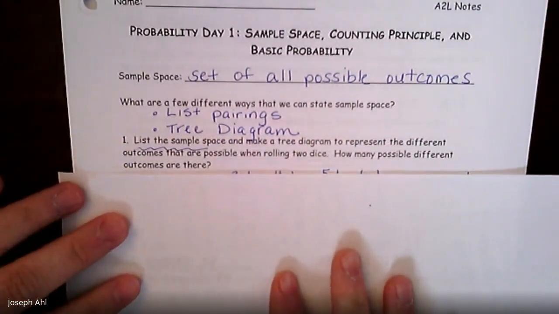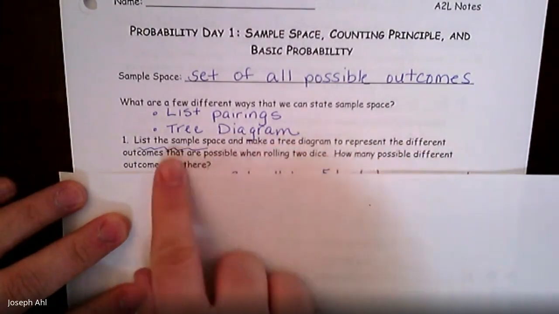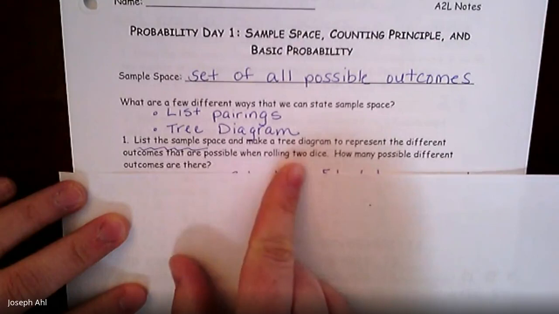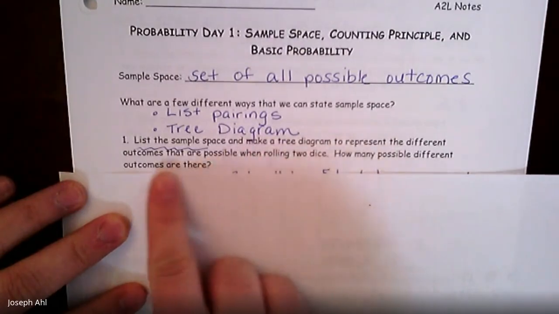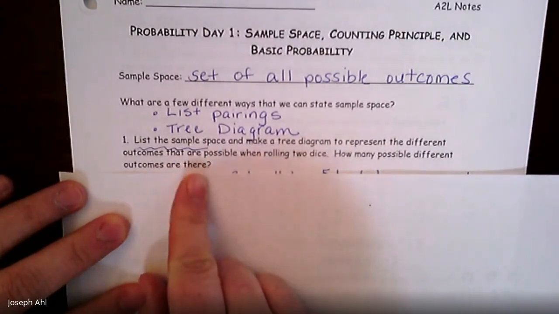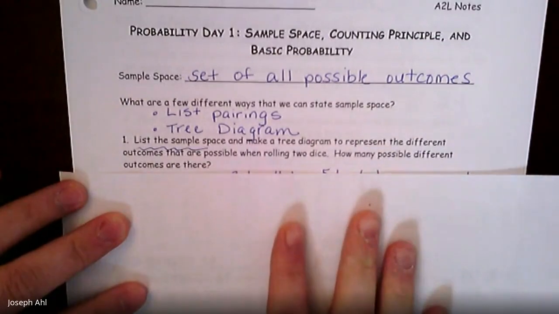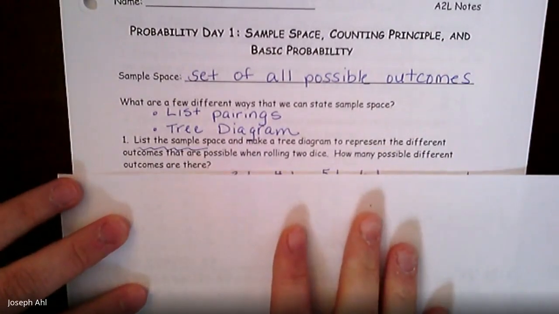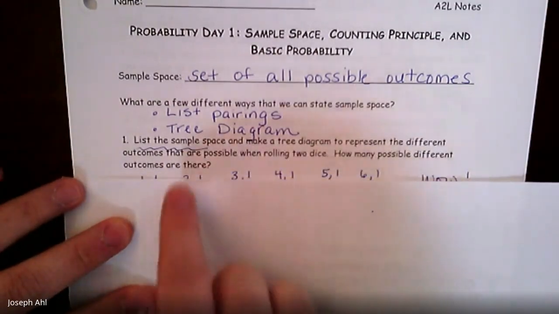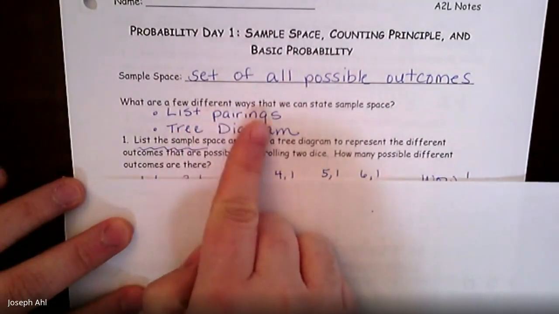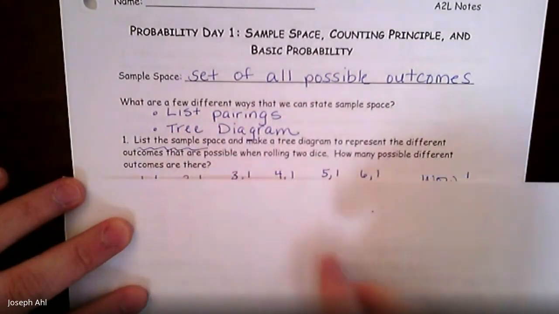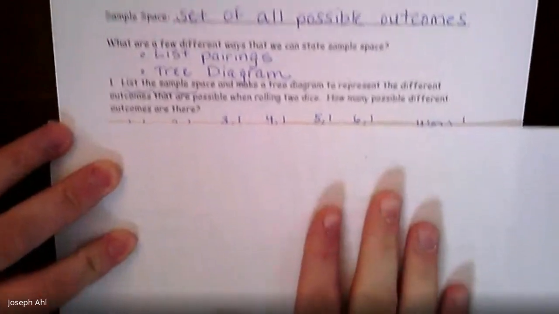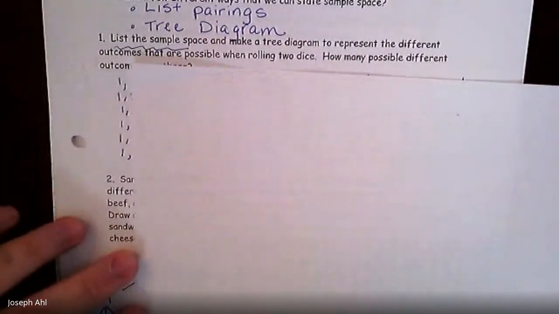Like I was saying, this first example says to find or make a tree diagram to represent the different outcomes that are possible when rolling 2 dice. How many possible different outcomes are there? I actually skipped the tree diagram for this one because it would take up a lot of space. I did it in list pairings form, which I think is probably a little easier for this one, but I'll show you what I did one step at a time.